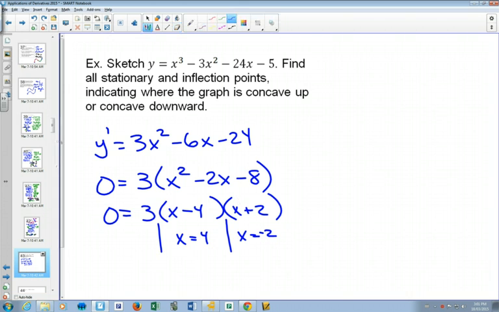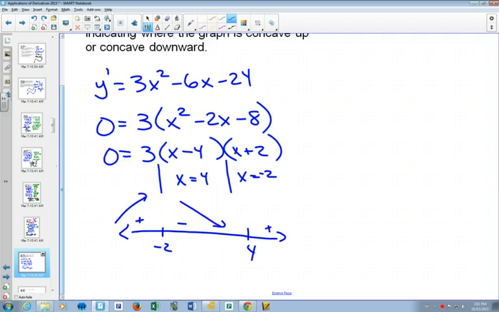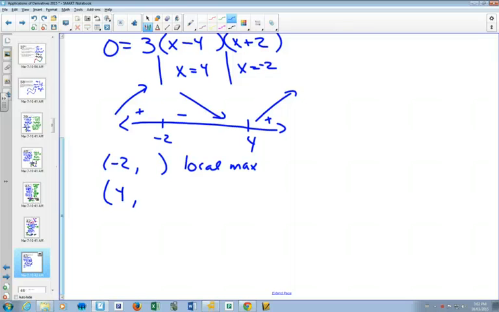Some of the other things that can help you think about this is we have an x cubed graph here, so you know the shape of an x cubed graph. The most amount of maximums and minimums is one of each that you could have. So now when we go to our line here and put negative 2 and 4 on here, when I plug in a value less than negative 2, I get a positive number going up. Here we get a negative number going down, positive again going up. So we know that negative 2 comma something is a local max, and 4 comma something is a local min.